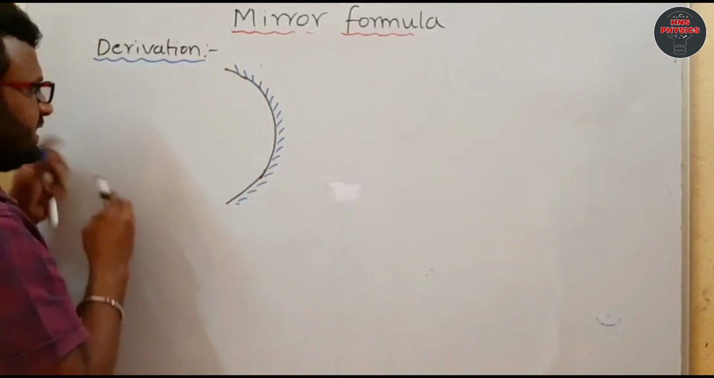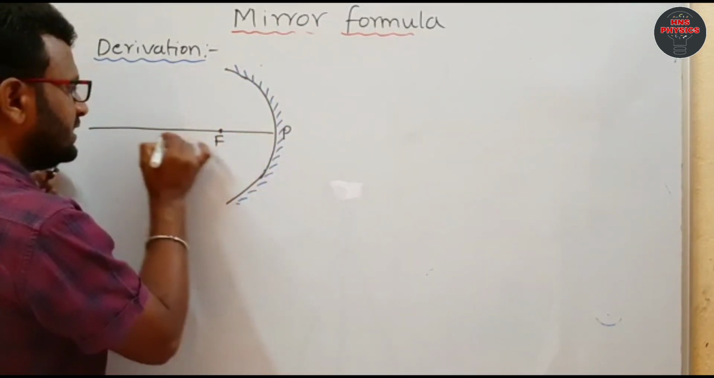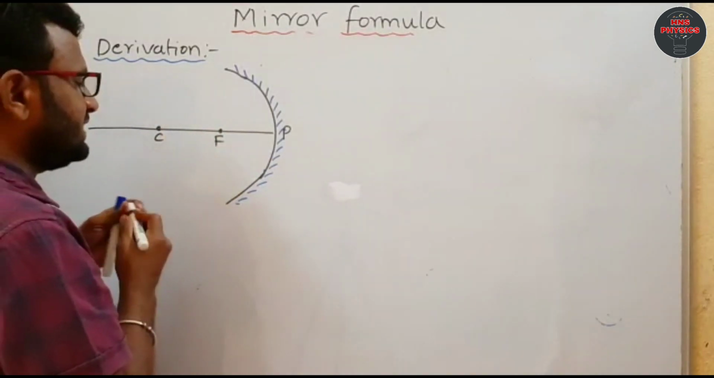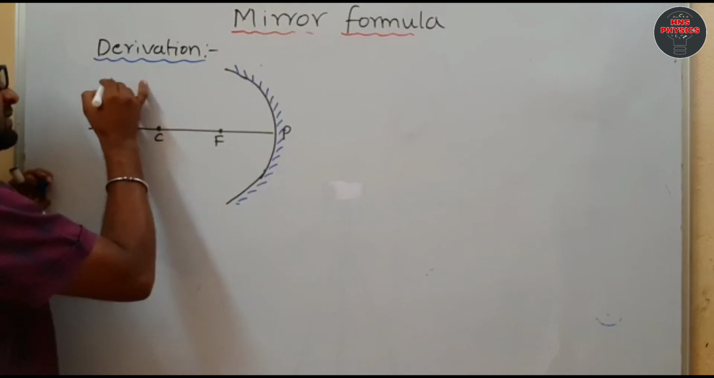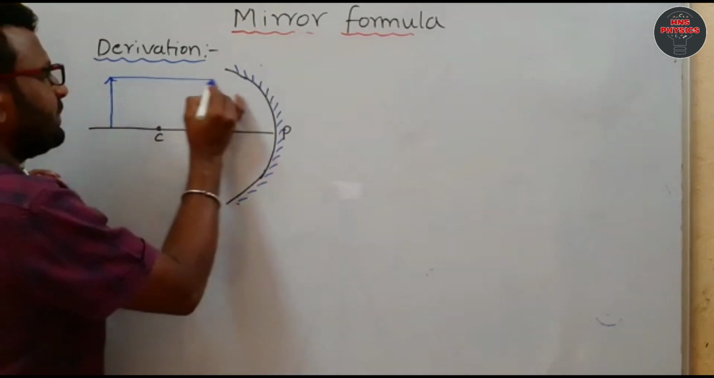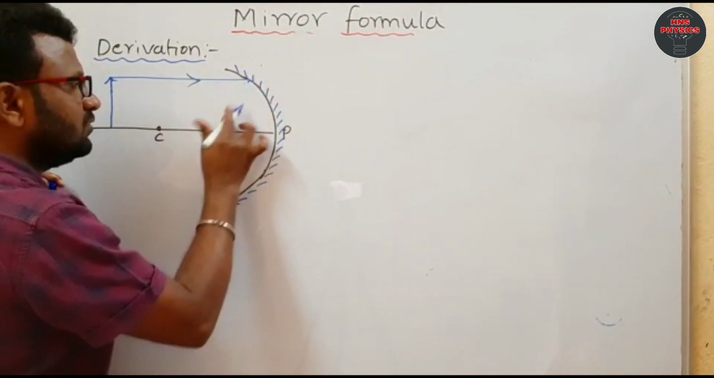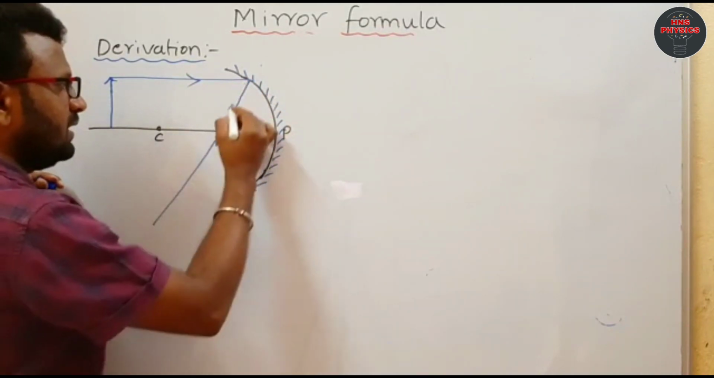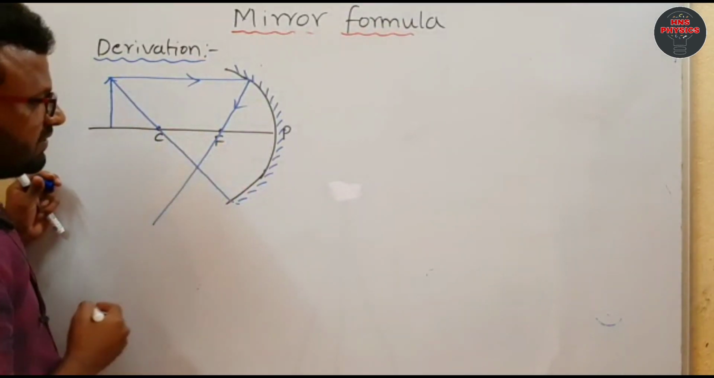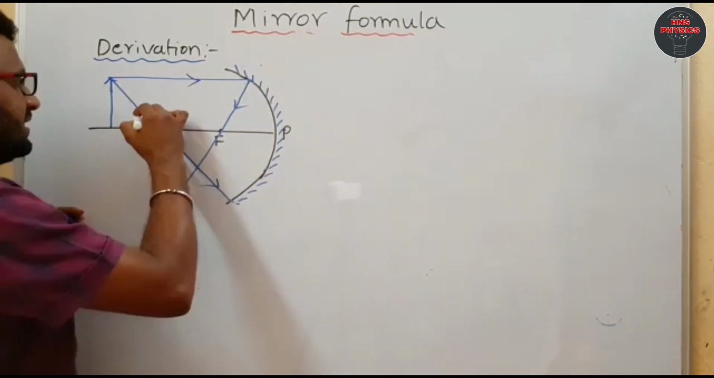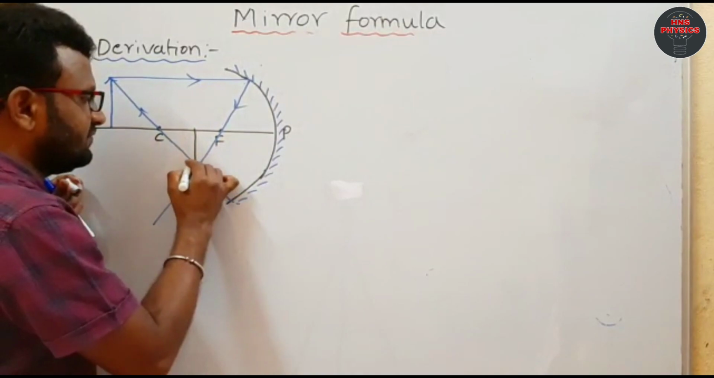If I take a principal axis here, this is the pole, focus and center of curvature. Now the object is located behind C. From here one ray is passing parallel to the principal axis. After reflection it passes through focus. I am going to take one more ray that is passing through center of curvature. After reflection it retraces its same path. That means the image is formed between C and F.